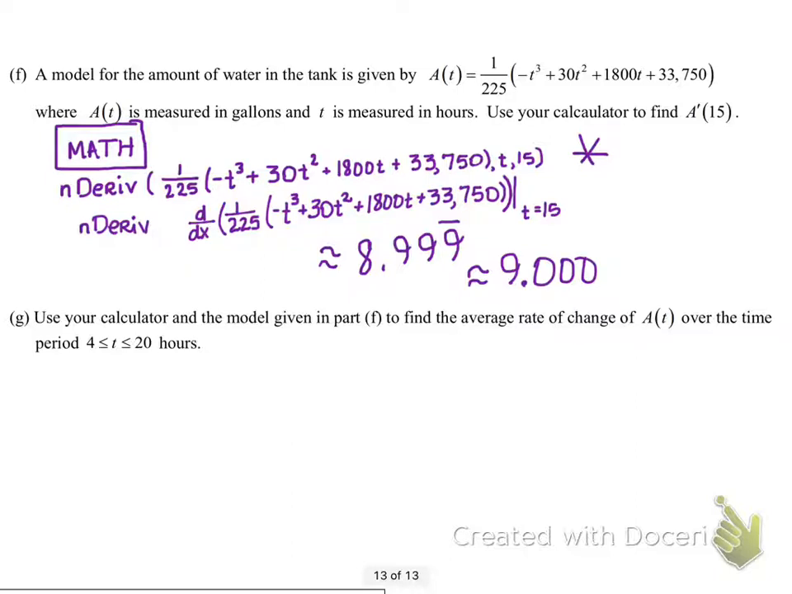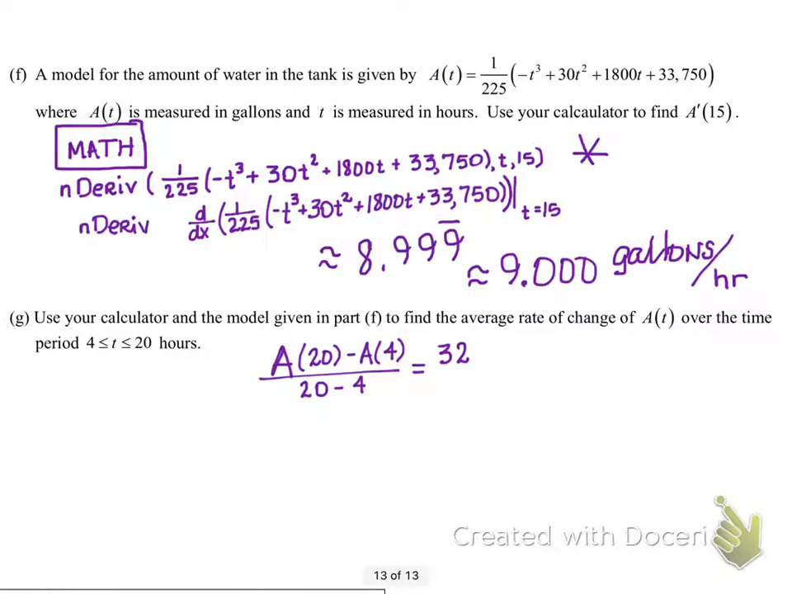If you look at the next part, it asks you to use the model given in part F to find the average rate of change of A of t over the time period 4 to 20 hours. So we need to use A of 20 minus A of 4. It's per hour, isn't it? And put that over 20 minus 4. So this is algebra slope again.